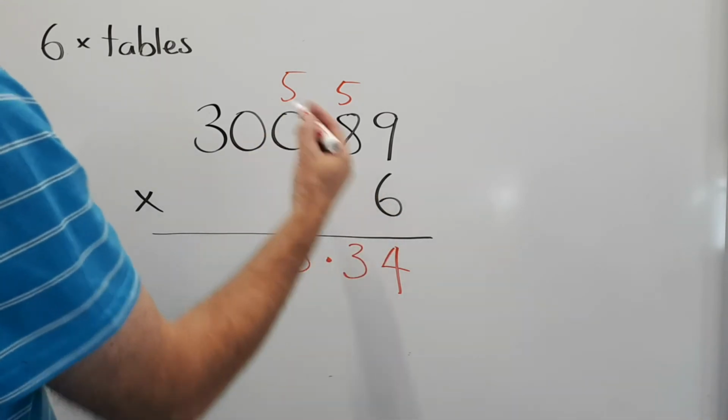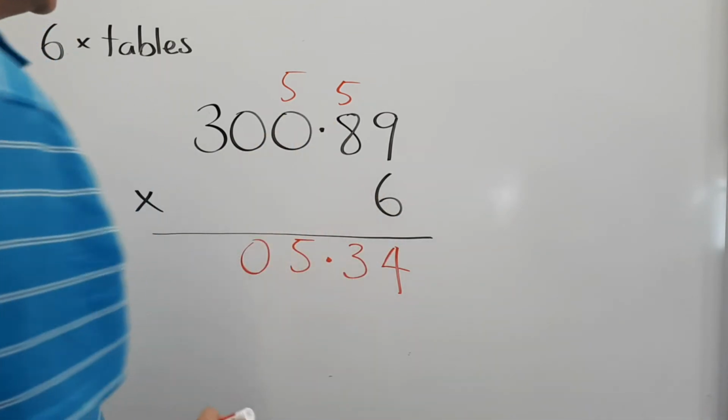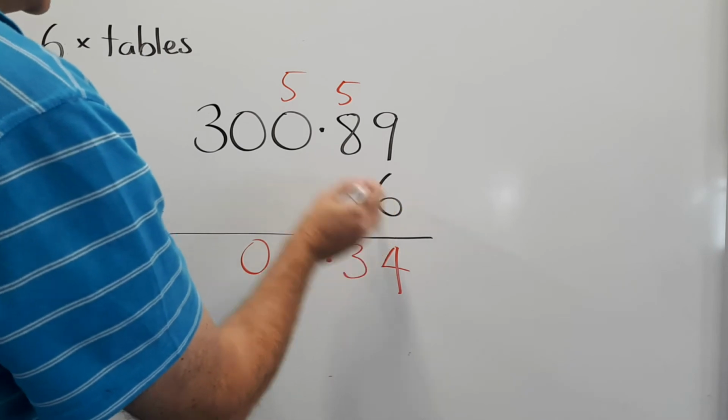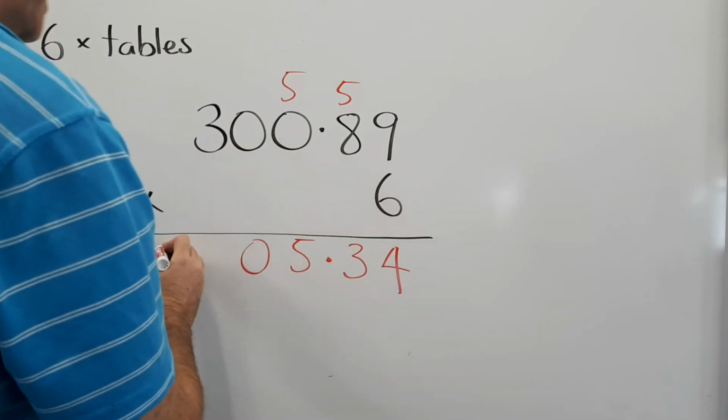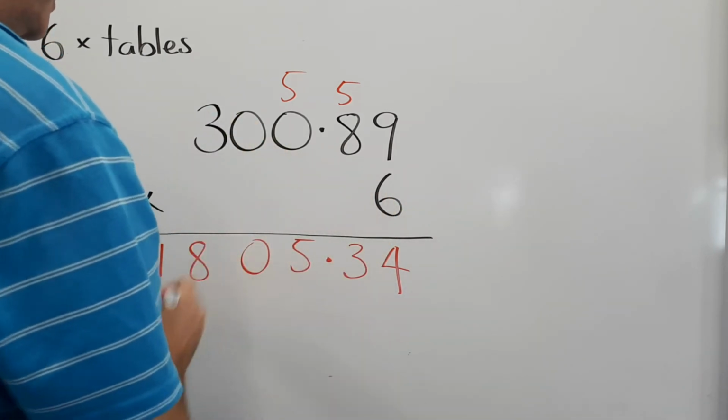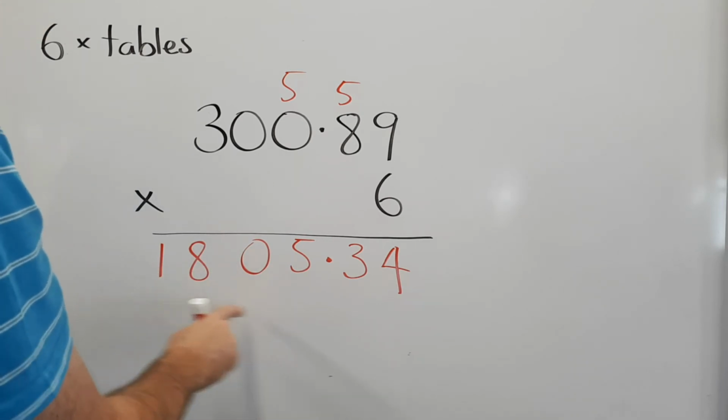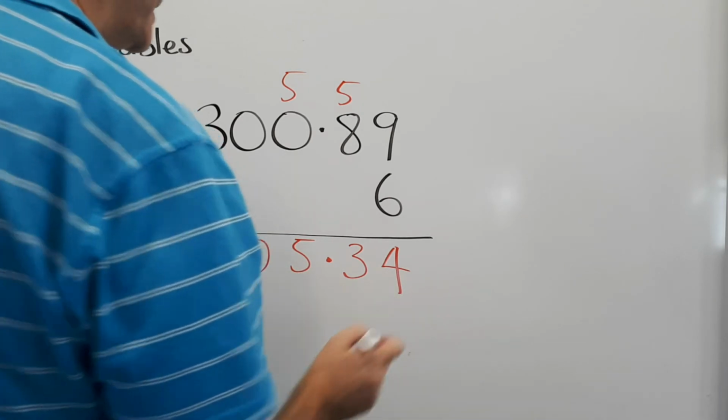6 times 0, 0. Not hard at all. Then finally, 6 times 3 is 18, in this case 18 hundredths, or 1805.34.